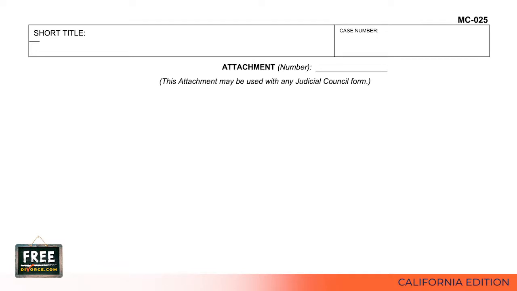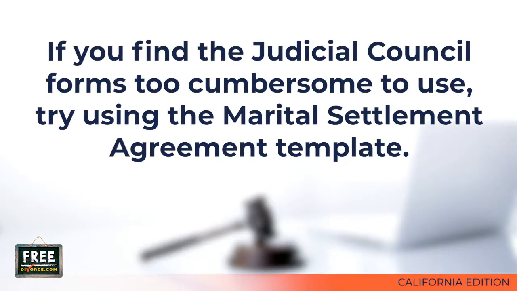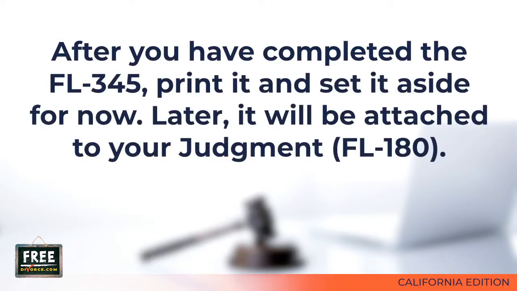If you try to set forth your property settlement agreement on the FL-345 and find the form too cumbersome to use, try using our marital settlement agreement template. You will find that the marital settlement agreement template is a lot easier to set forth the terms of your settlement agreement than trying to make your agreement fit into all of the Judicial Council forms. If you're going to stick with the Judicial Council forms approach, after you have filled out the FL-345 form, print it. Set it aside for now. You're going to end up attaching that form to your divorce judgment, which will be the FL-180 form.